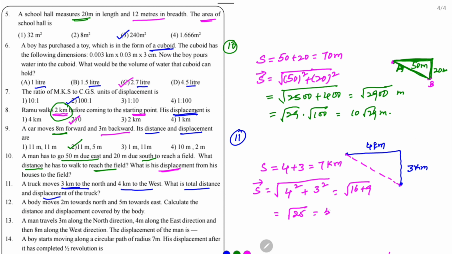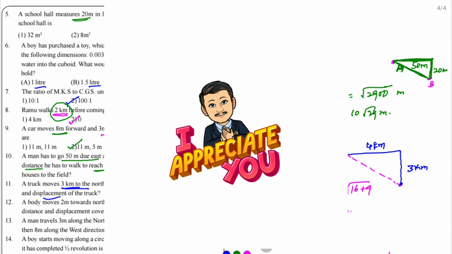Its value is 5 kilometers. Clear? Hope you also got the same answer. Let me know through the comment box.